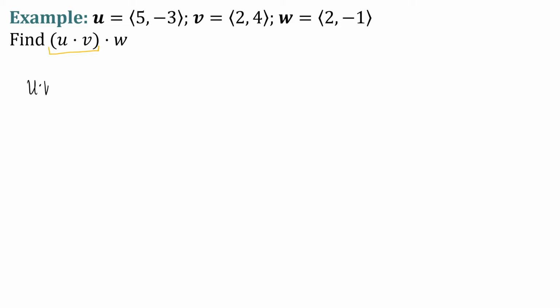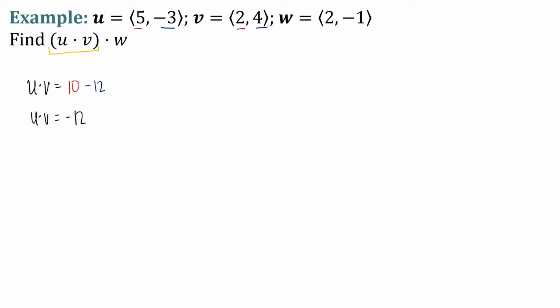So u dot v is, remember, I need to multiply my x components together. 5 times 2 is 10. And then I need to multiply my y components together. Negative 3 times 4 is negative 12. And 10 minus 12 is negative 2. Okay, if you need to see that dot product slower, rewind the video to the previous slide and you'll see me break that down a little bit more.